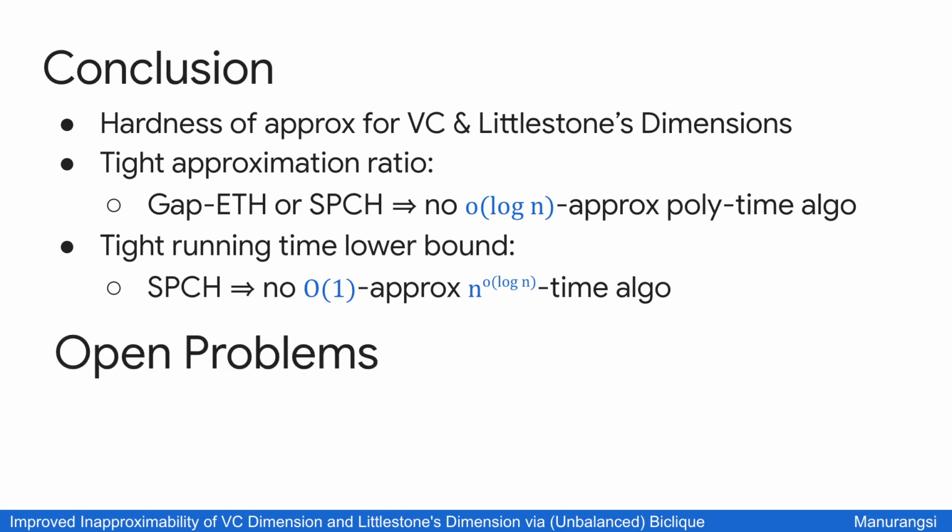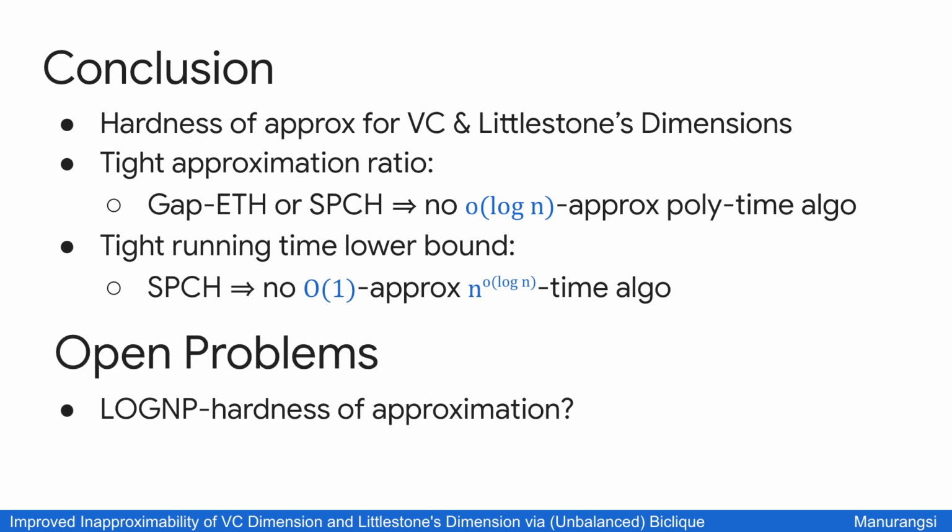Nonetheless, there are still quite a few open problems. Recall that the VC dimension itself is log NP complete, while the Littlestone dimension is log NP hard. So one might wonder whether we can prove log NP hardness or approximation for these results, and that remains an interesting open problem. Another problem that I touched upon a little bit earlier is that the Littlestone dimension is not known to be contained in the class log NP. So it would be interesting to show such a containment or identify a new class for which Littlestone dimension is complete.